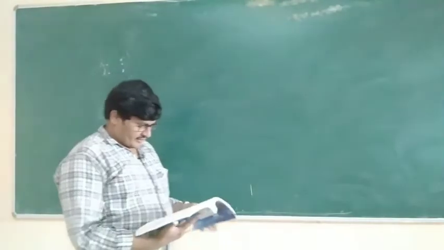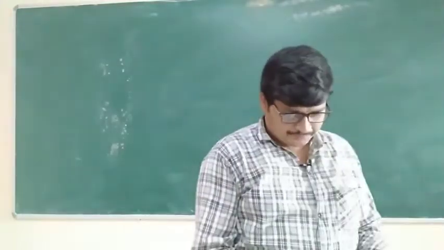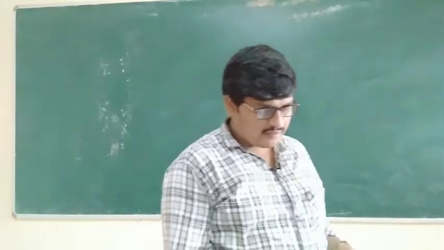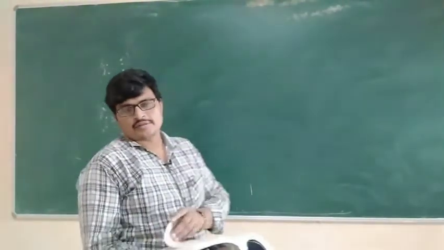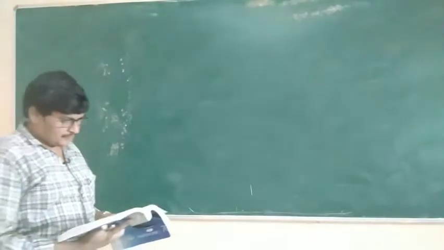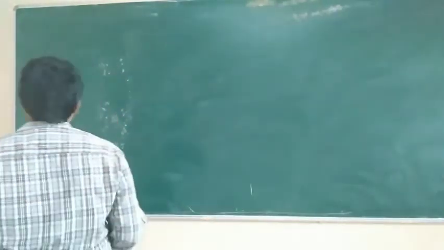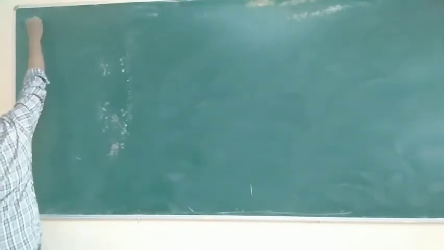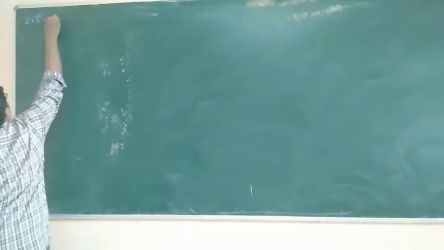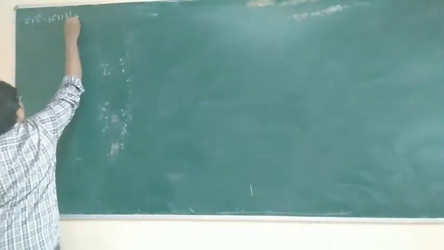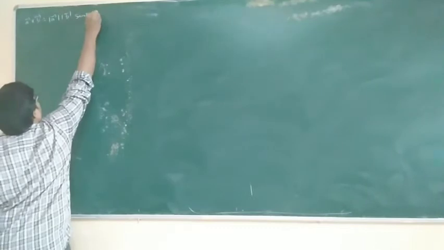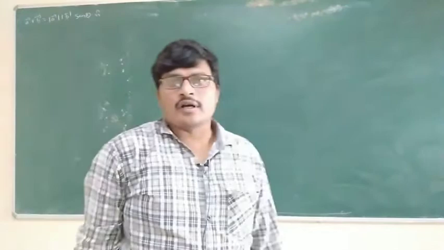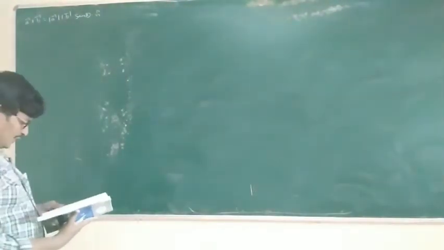Today we are going to do exercise 10.4. Yesterday, what did we learn? Vector cross product, or vector product. What is the vector product definition? A bar cross B bar is equal to mod A bar into mod B bar into sin theta into n cap, where n cap is the unit vector perpendicular to A bar and B bar. Okay, 10.4. Listen carefully.